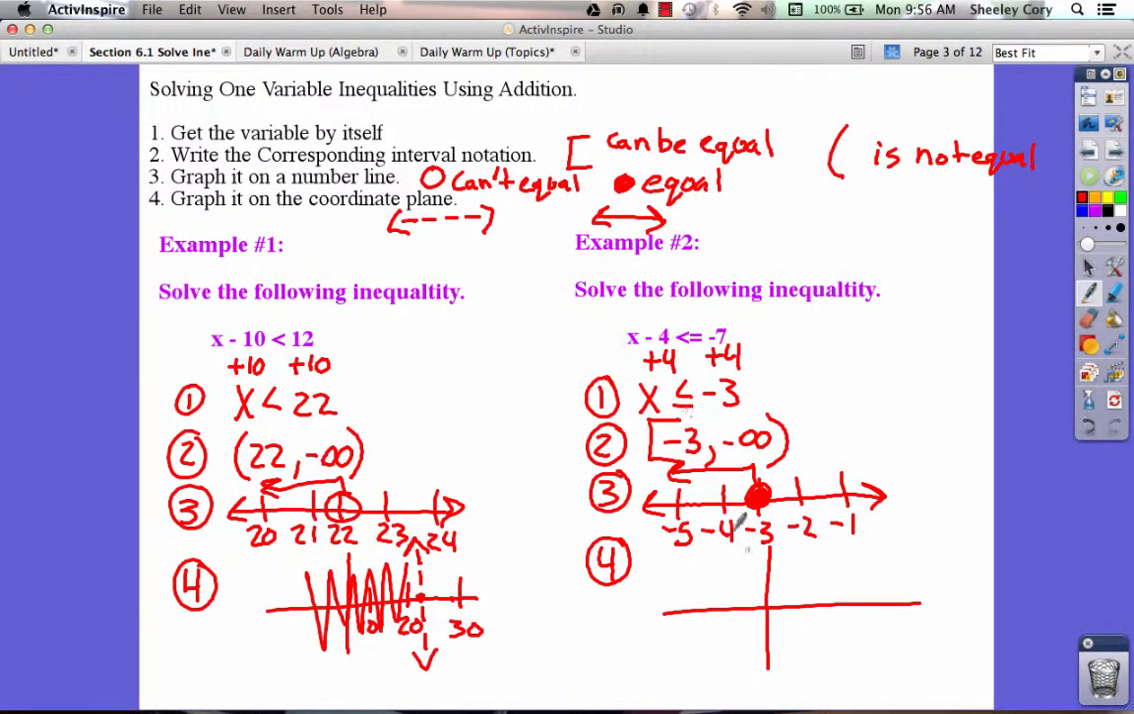It says x less than or equal to negative 3, so I'm going to write negative 1, negative 2, negative 3. And again, it can be equal this time, so I can use a bold vertical line, and it says it has to be less than or equal to negative 3, so I'm going to shade toward the more negative side.